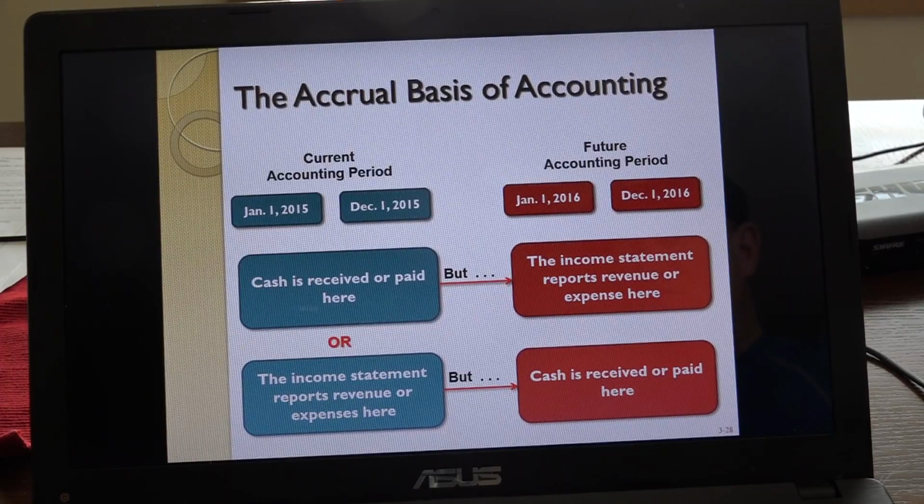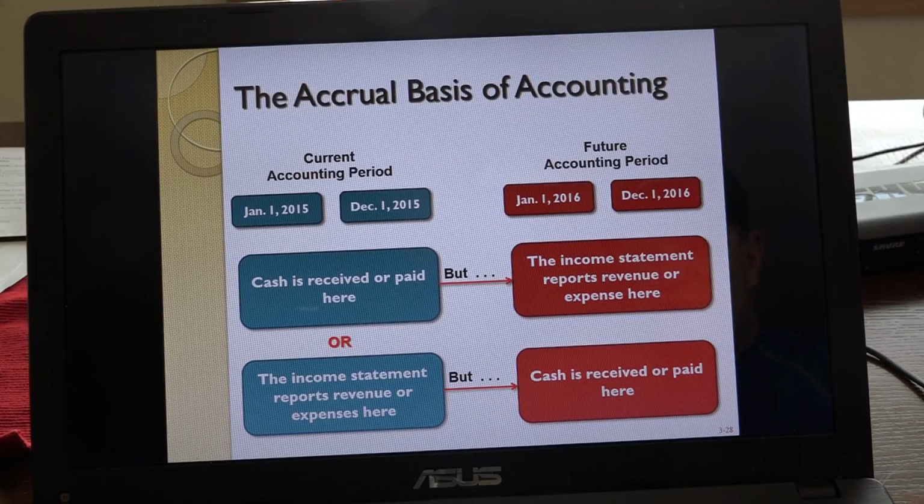And so you would simply create an asset called prepaid rent in 2015, and you would recognize rent expense as you used it up. And in this case, in their example, that would be next year.